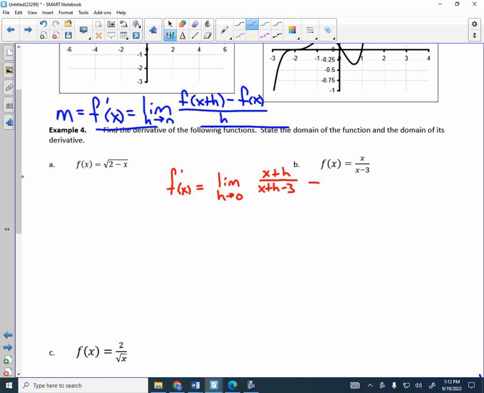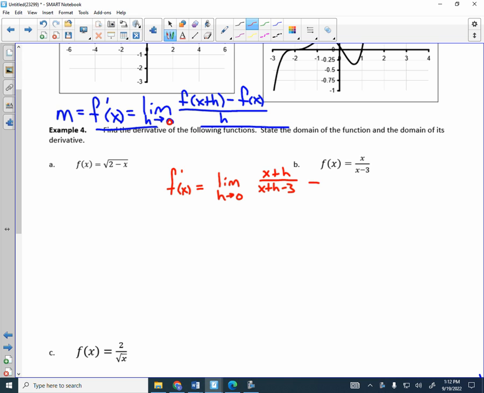Oh, I know, because the rule says the limit as h goes to 0. So you plug in x plus h. The first part, you plug in x plus h whenever you see x. That's what this means. This means you plug in x plus h for that piece.